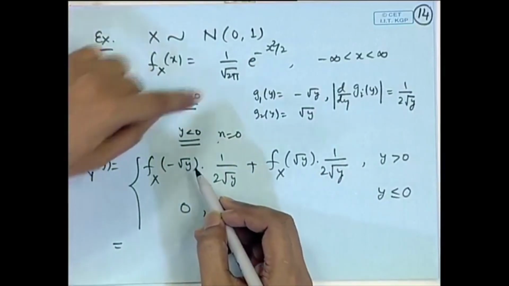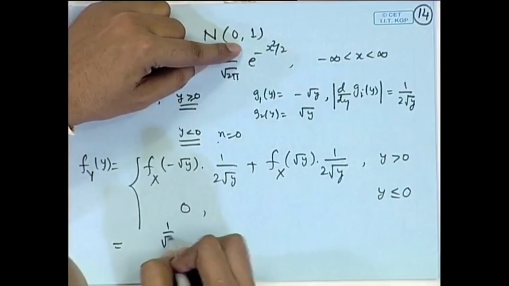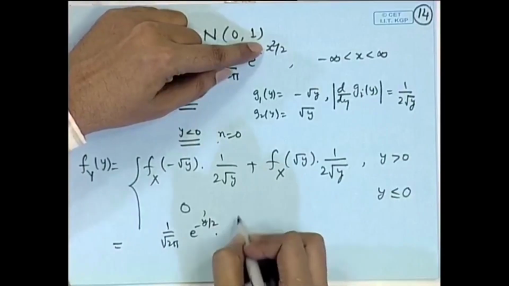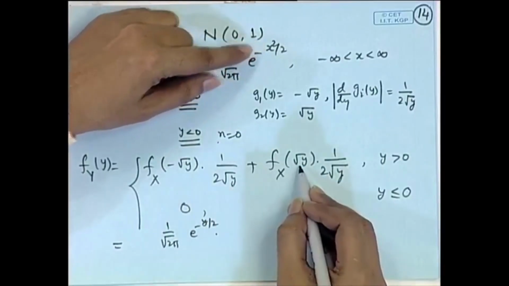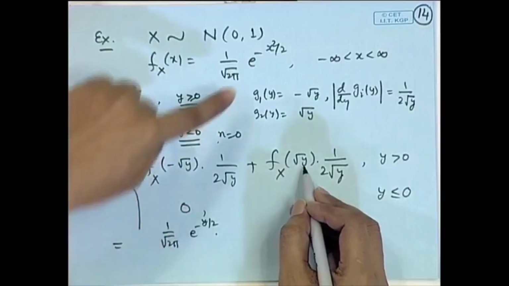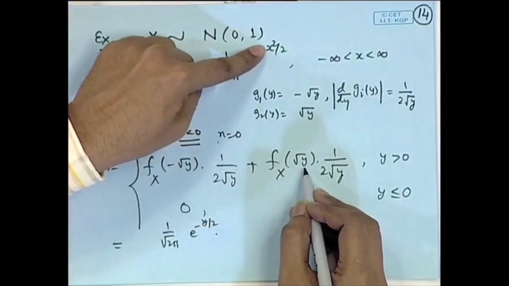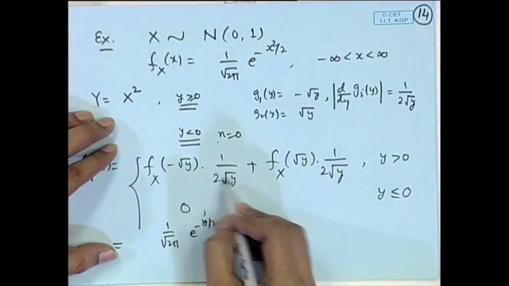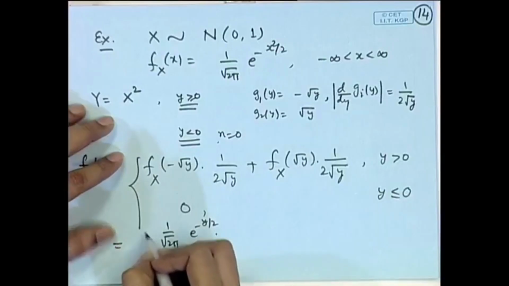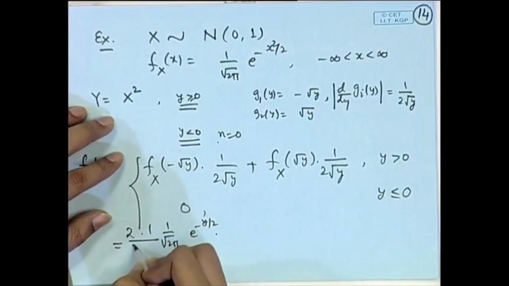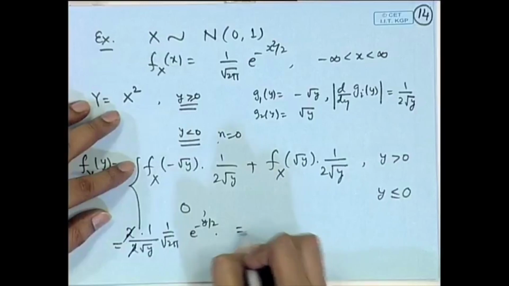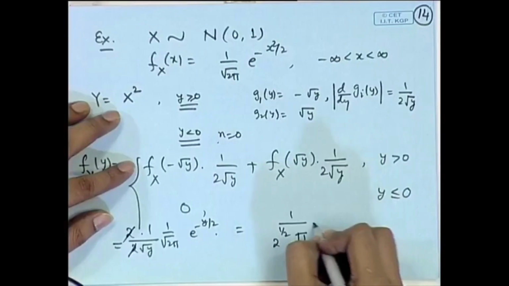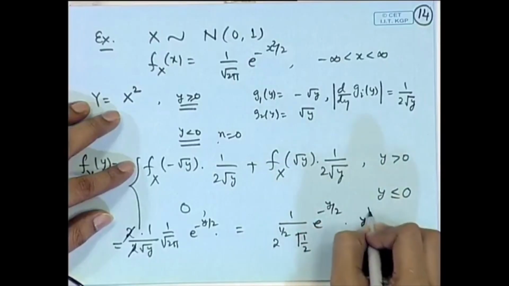So, now you see the value will be 1 by root 2 pi e to the power minus y by 2, and in the second term also the same terms will be coming, because minus root y and plus root y both will give x square is equal to y. So the 1 by 2 root y term is coming. So, it will become 2 times 1 by 2 root y, that is equal to 1 by 2 to the power half gamma half e to the power minus y by 2 y to the power 1 by 2 minus 1.